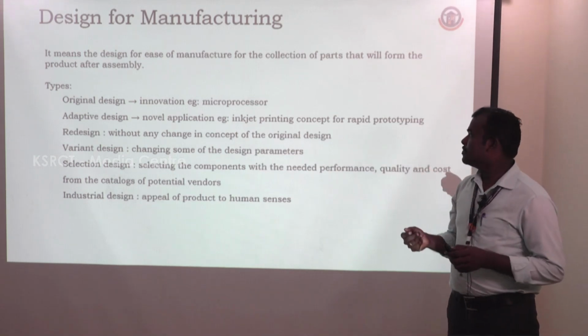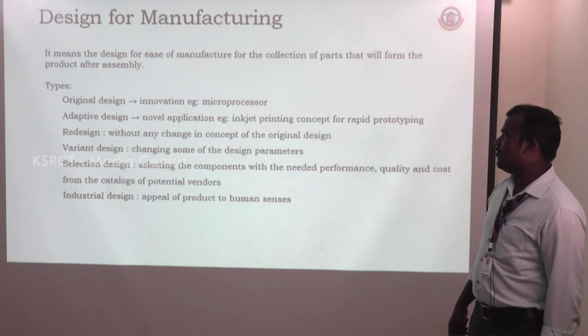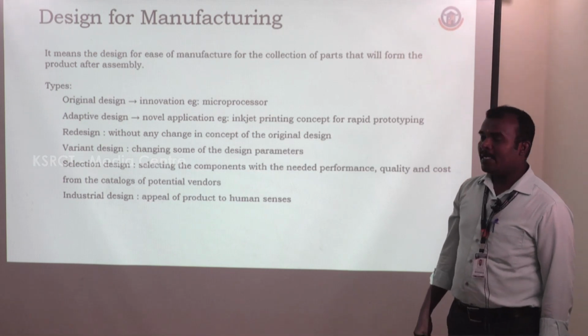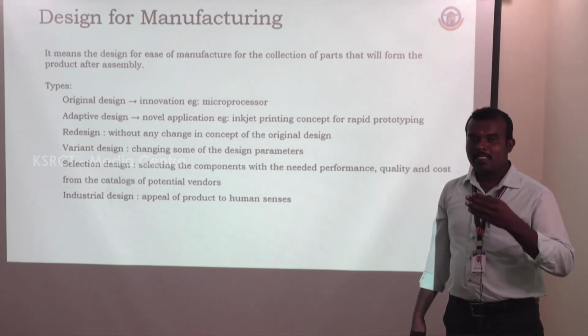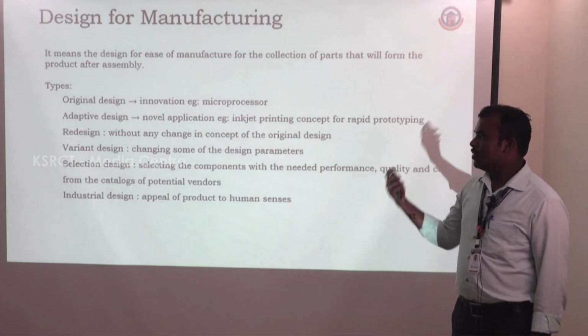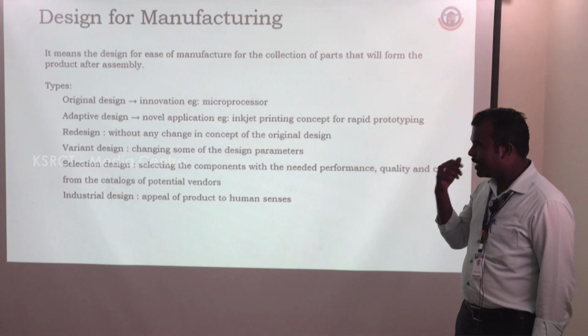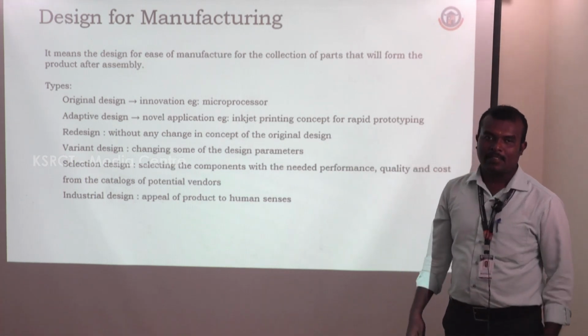So that is required for component design. Design for manufacture means the design of a collection of parts that will conform to the product after assembly. So we have to manufacture a component based on the design principles. The types of designs are original design, adaptive design, redesign, variant design, selection design, and industrial design.